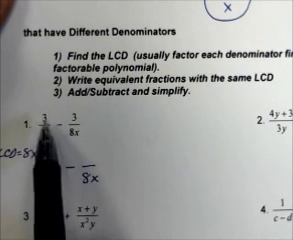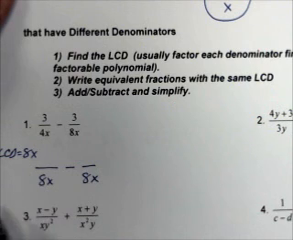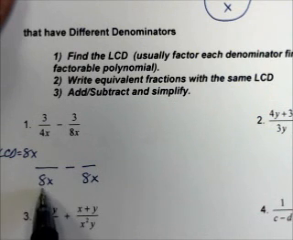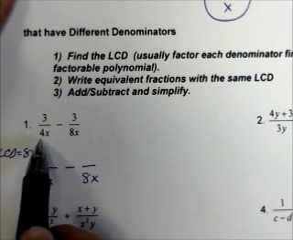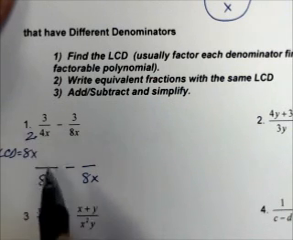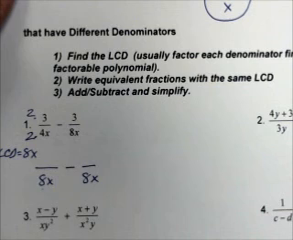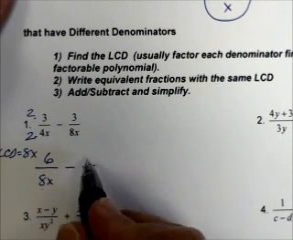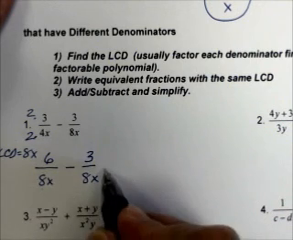So I want to take 3 over 4x and write its equivalent with a denominator of 8x. Well, what do I do to 4x to get 8x? I multiply it by 2. So I do the same to the numerator to get 6. And here, just bring down the numerator of 3.